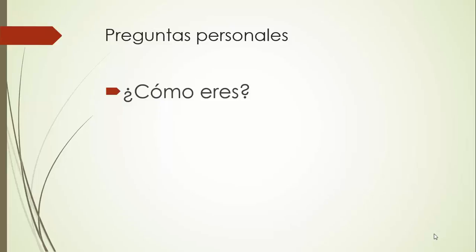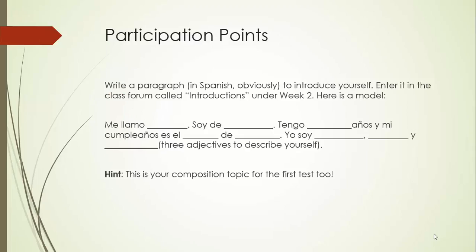And you can use those adjectives in the book to describe yourself. And to respond to ¿cómo eres?, you're going to say soy plus an adjective. So I could say soy inteligente, soy introvertida, whatever. Okay, so those are your preguntas personales for this chapter. Be sure you have them written down because every one of those, literally every one, is guaranteed to appear on the first test.